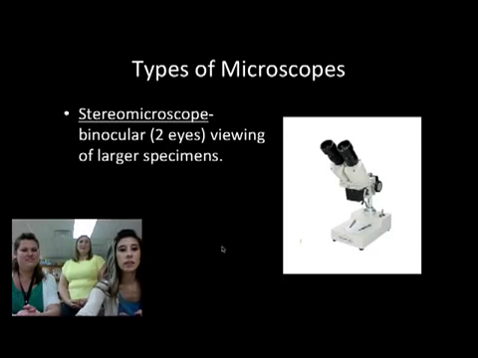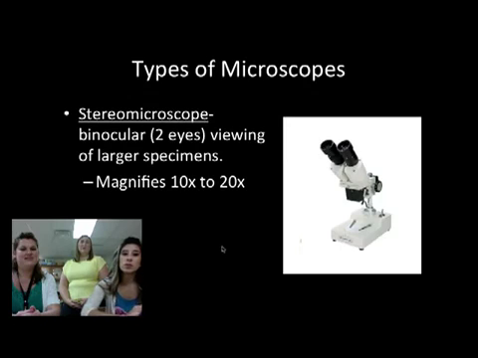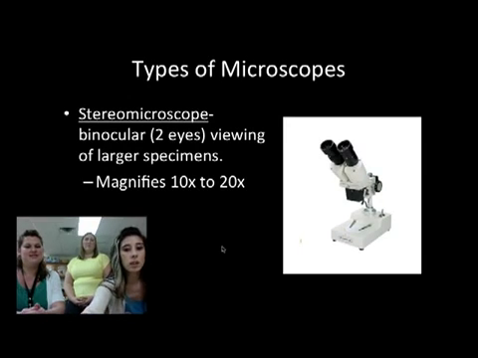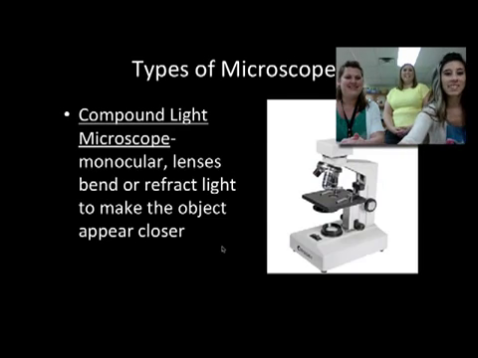We're going to teach you a little bit about the microscope. To begin with, we've got the stereo microscope, that is in that picture right there. It is binocular, meaning it has two holes for your eyes to look through, and it's for viewing larger specimens. The magnifications that it can hold are between 10 and 20 times the magnification. And we usually use it for something that's thicker, something that's not thin that we can make a wet mount. So that's the type of microscope that we will be using for that.